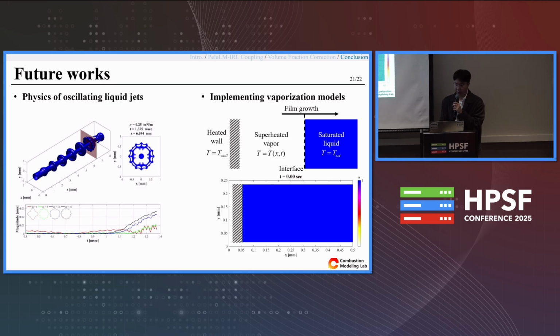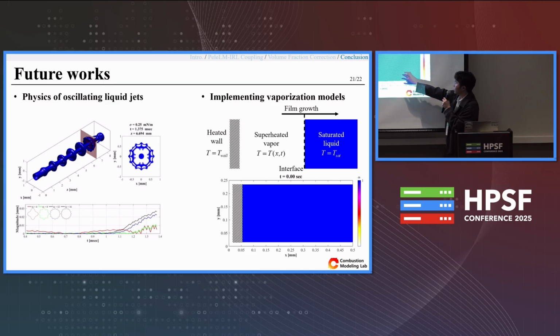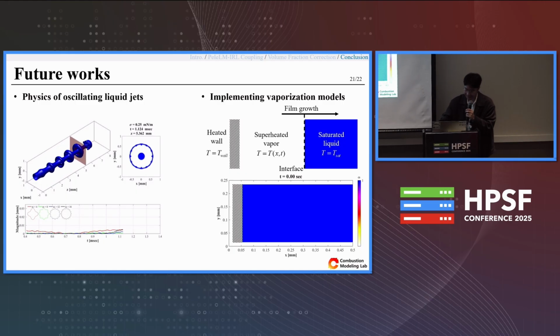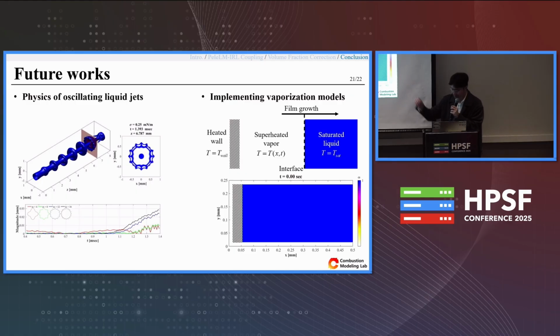Also, I am now implementing the vaporization model into this PeleLM plus IRL solver, and I'm just doing the baby step of it. This is a 1D Stefan problem for validation. Because of this heated wall, the saturated liquid becomes vapor, and the vapor film grows. This is also a video, but it's not working. If it worked, this blue liquid would recede further and the vapor film would grow. Oh, now this is working. Yes, but this is not working.